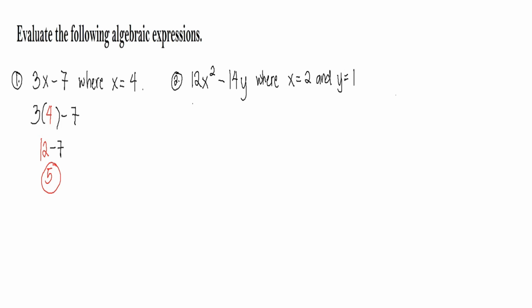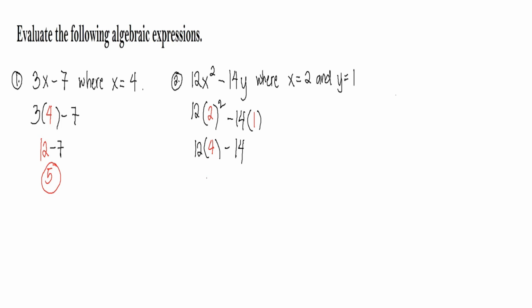Okay, so let's start substituting the values of our variables. We'll start with 12 times the value of our x, which is 2, squared, don't forget the square there, minus 14 times 1, because 1 is the value of our y. And then let's do the PEMDAS. Remember, we have an exponent there, so we're going to start with the exponent before we multiply. So 2 squared is equal to 4, and that is why it will become 12 times 4 minus 14 times 1, that is 14.